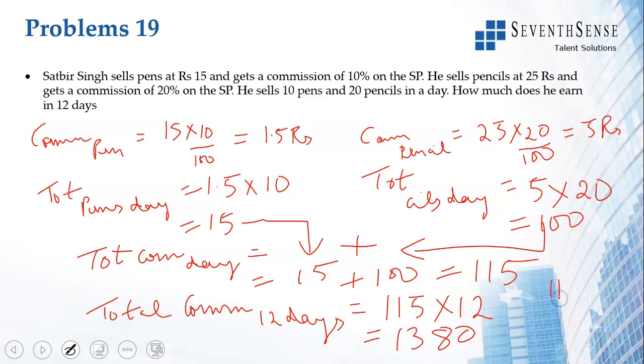How did I calculate? I did 115 into 10, and then 115 into 2 is 230. It's calculated mentally. So 1380 is what he earns in 12 days as his commission.